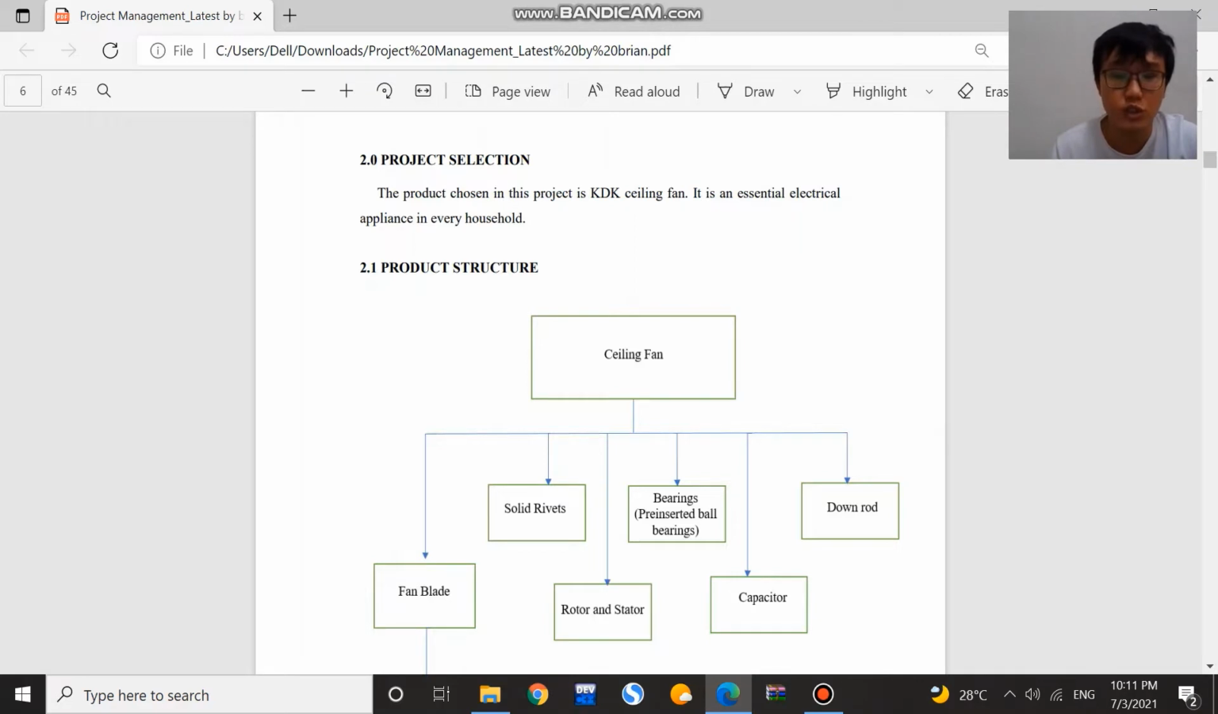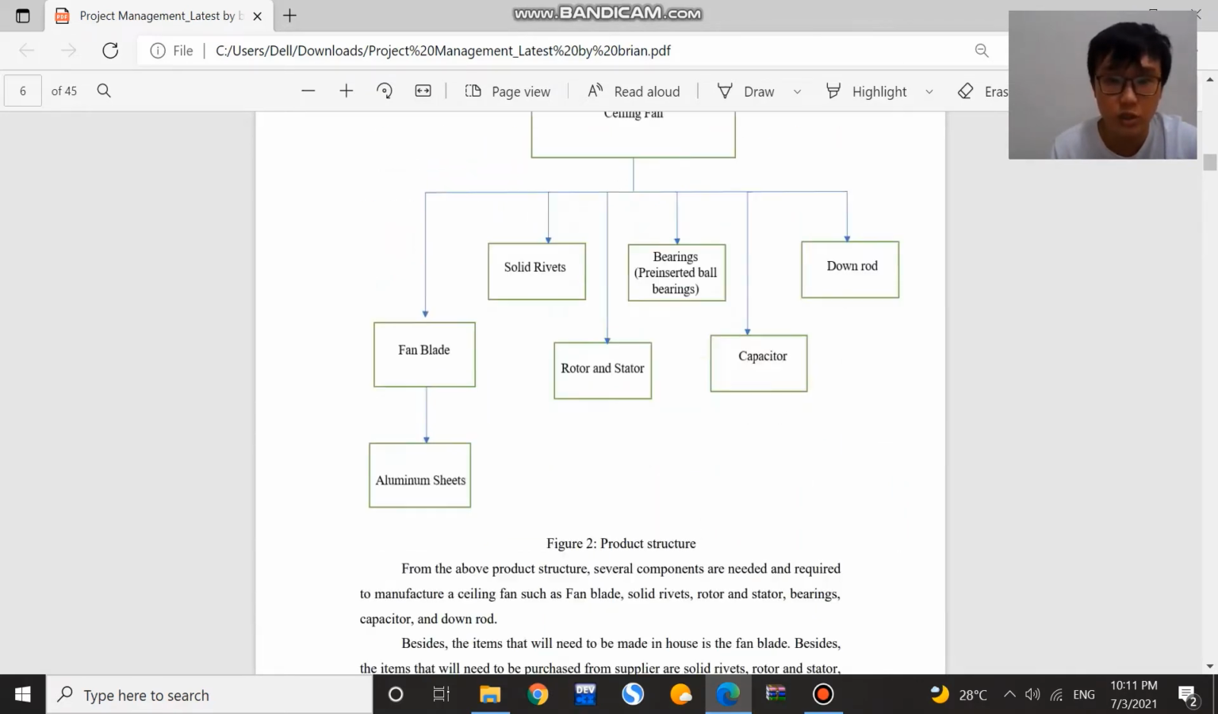Hi everyone, my name is Beijing Xiang. So in this project selection, the product chosen is KDK ceiling fan. So this is our product structure that shows the components. Okay, so the fan bed is the item that we make in-house, and then the right hand side components are the items that we need to purchase from the suppliers.